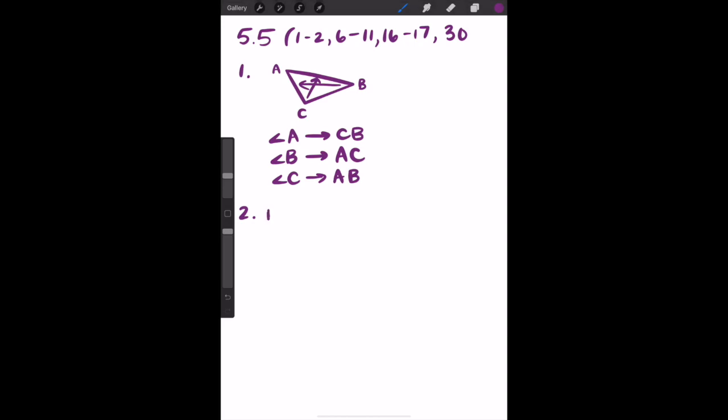Number 2 says, how can you tell from the angle measures of a triangle which side is the longest and which is the shortest? So according to our theorems, the longest side would be opposite the largest angle. And in contrast, the shortest side would be opposite the smallest angle.